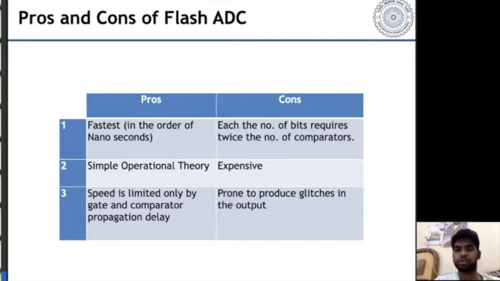There must be pros and cons in any of the devices, so here I have enlisted some pros and cons of these devices. In the form of pros, they are the fastest, in terms of nanoseconds. In most operational theory, speed is limited only by the gate and the comparator propagation delay. But for the cons part, we should know that each additional bit requires twice the number of comparators, as you have seen in my last slide, and they are highly expensive and prone to produce glitches in the output. So it's obvious that if the signal is coming through, there are high chances of getting glitches.